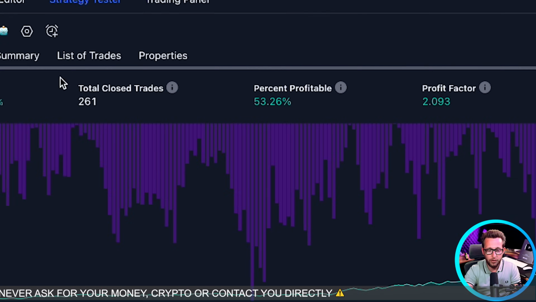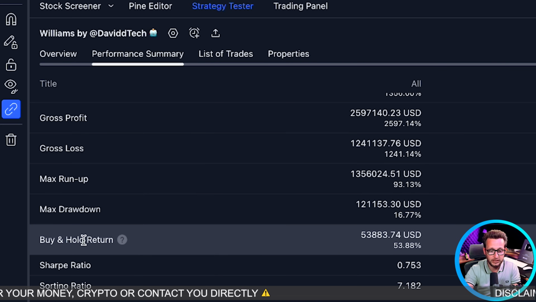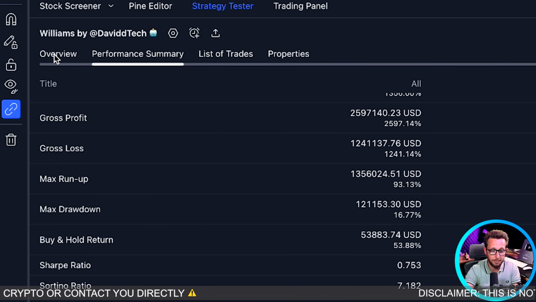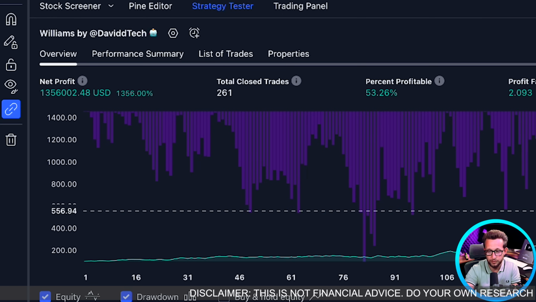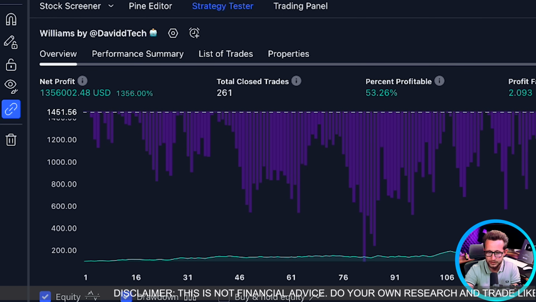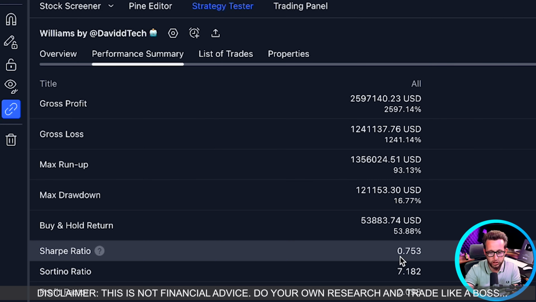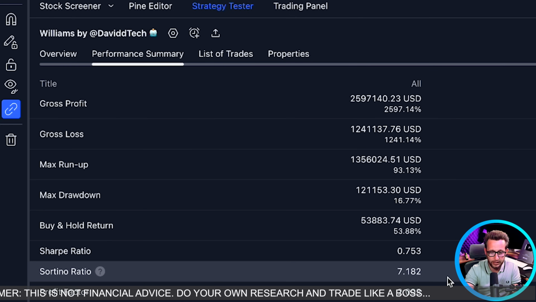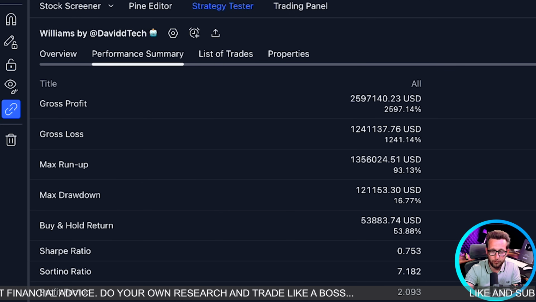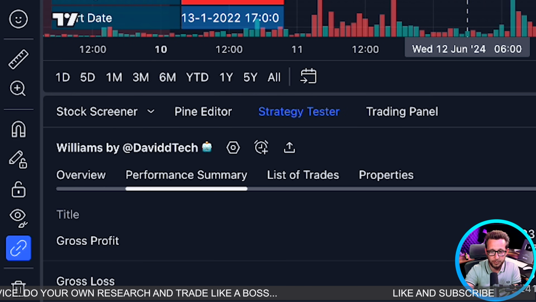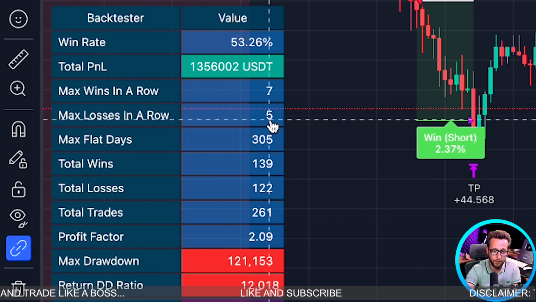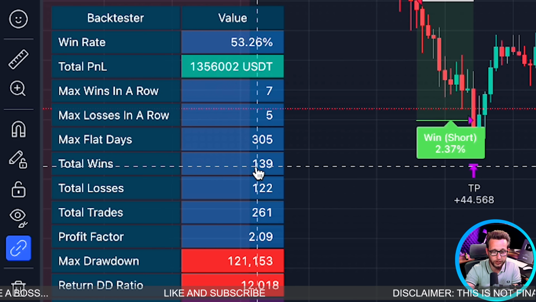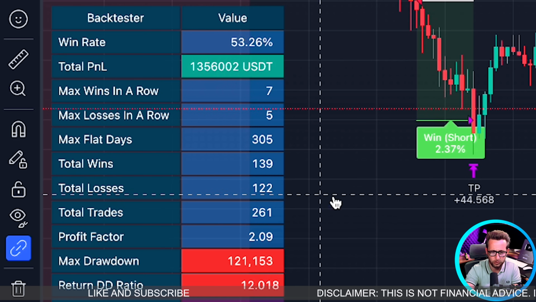If we go over to the backtesting results, you can see the buy and hold was 53%, meaning if you would have purchased Bitcoin here, it would currently be 53% up, but our trading strategy is up 1,356%, which is absolutely amazing. Other stats are a Sharpe ratio of 0.75, Sortino 7.18, and if we go up to our magic table at the top here, we can see that the max wins in a row were 7, the max losses in a row were 5, total number of wins was 139, and total losses was 122.